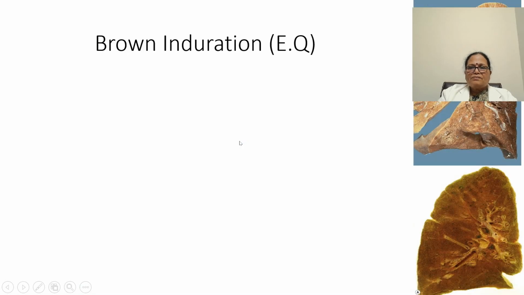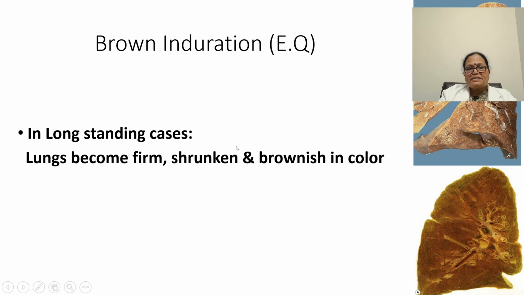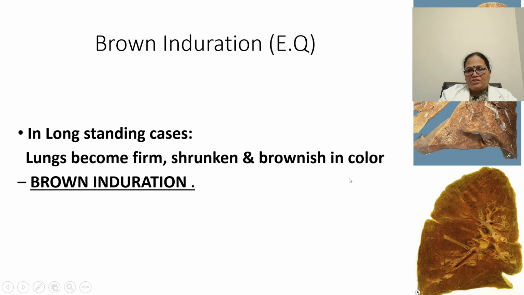So, what is brown induration? I was talking to you about brown induration. This is important. Brown induration is nothing but, in long-standing cases, lungs become firm, shrunken, and brownish in color. This is known as brown induration. Can you imagine? This looks like a liver actually. What was a slate colored organ with a nice glistening serosa has become firm, shrunken, and brownish in color.